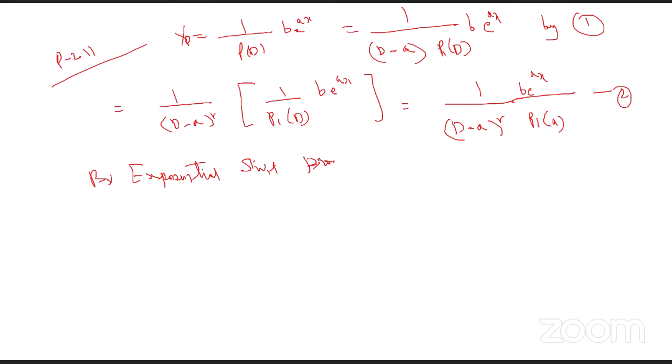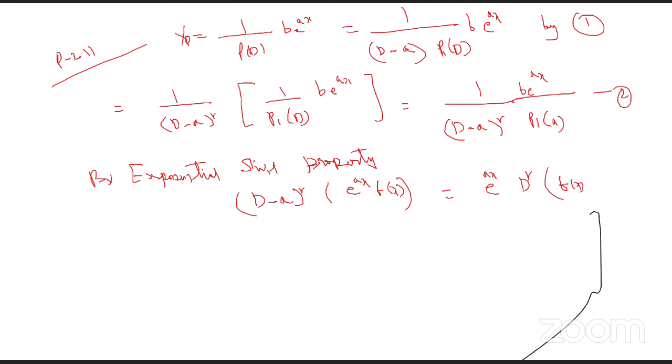Shift property. Exponential shift property: (D − a) to the power r, applied to e^(ax) f(x), equals e^(ax) D^r f(x), right?